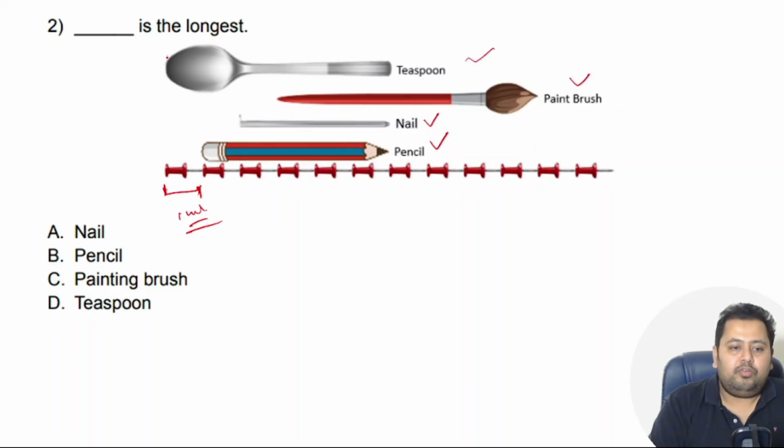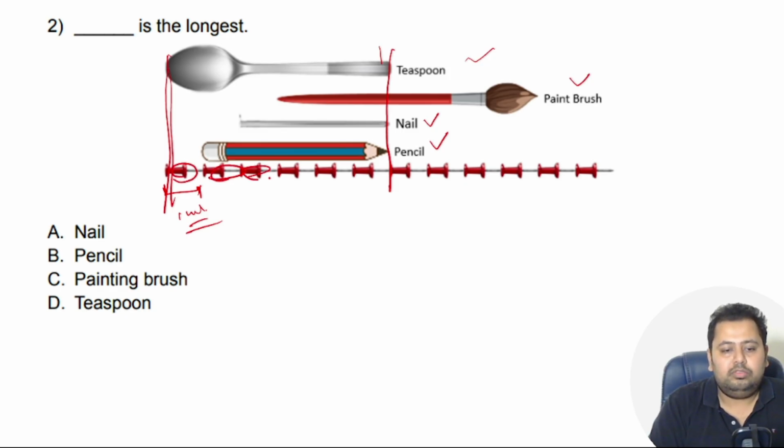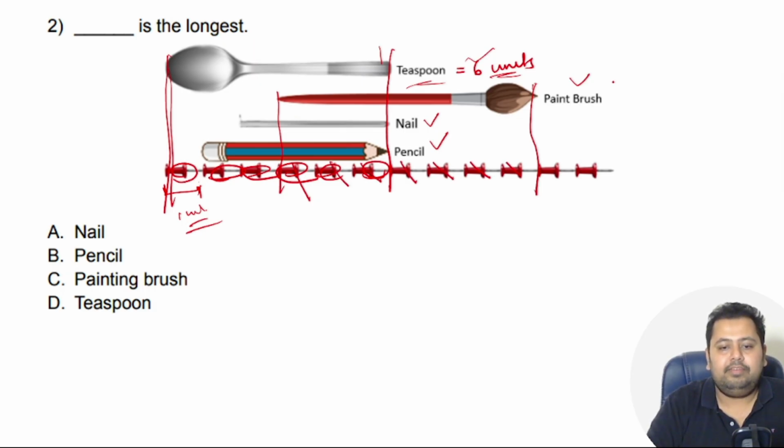Great. Now, if we drop the line over here, again, my lines are not really straight, but we can see that the teaspoon is 1, 2, 3, 4, 5, and 6. The teaspoon is 6 units, right? So one pin that you can see over here is 1 unit long. So the teaspoon is 6 units long. Then let's drop this one for the paintbrush. So this is 1, 2, 3, 4, 5, 6, and 7. So the paintbrush is 7 units long.